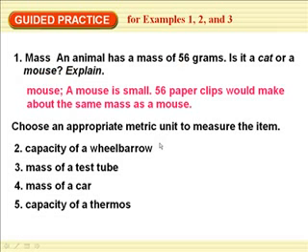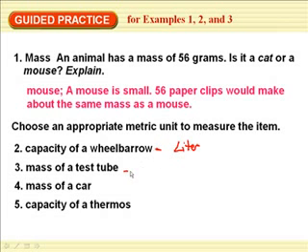Choose an appropriate metric unit to measure the item. Capacity of a wheelbarrow. A wheelbarrow is something you push around. It's a little bit bigger than a wagon. With capacity, we have milliliters, liters, or kiloliters. I'm going to say we should probably do liters for a wheelbarrow. Milliliters, we don't want to fill it with an eyedropper, and it's not the bathtub. So for the wheelbarrow, I say liters.